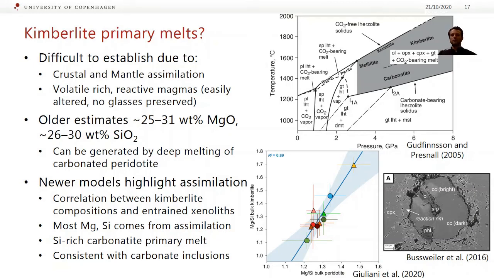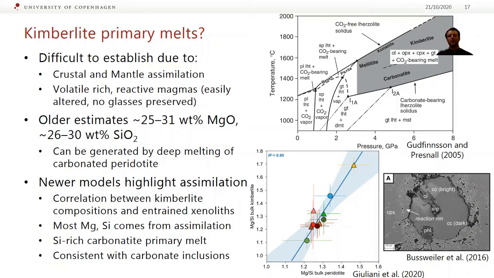So more recent models will highlight the role of assimilation in forming these kimberlite compositions. So we see in the bottom left here, a figure from Giuliani et al. 2020, that there's actually a pretty decent correlation between the magnesium over silicon ratio of a bulk kimberlite and the magnesium over silicon ratio of the peridotites that it contains as xenoliths. So what this implies is that the magnesium silicon ratio in the kimberlite is being strongly controlled by the stuff it's assimilating. So actually a lot of the magnesium and silicon might be coming from assimilation.